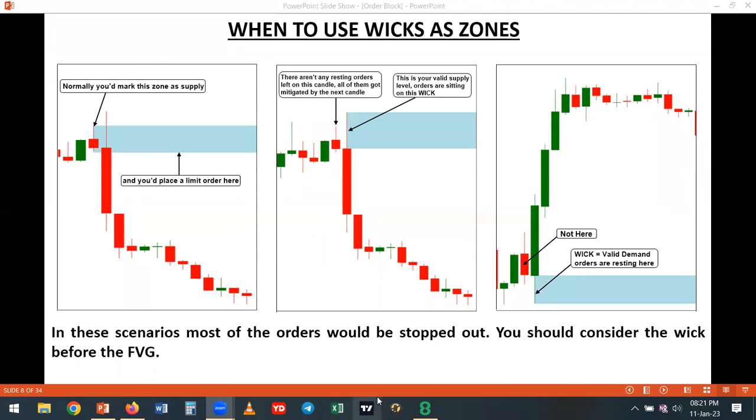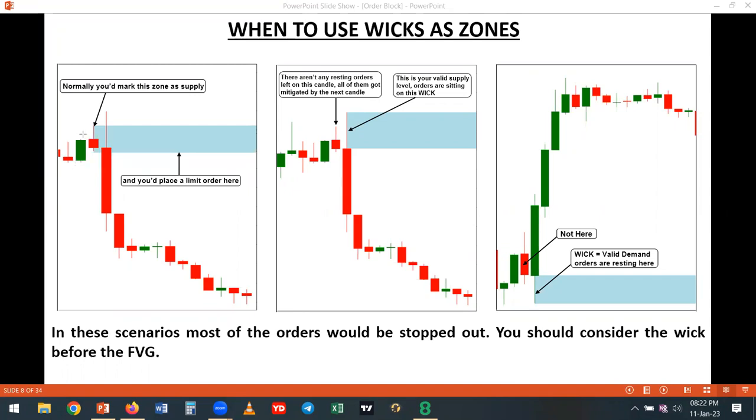Let's look at this scenario here. If I am to identify my order block here, using the textbook definition of order block, I will use this last bullish candlestick as my order block. Am I not right? I'm going to use this last candlestick here as my order block. But that is not the order block here. That is not the order block.